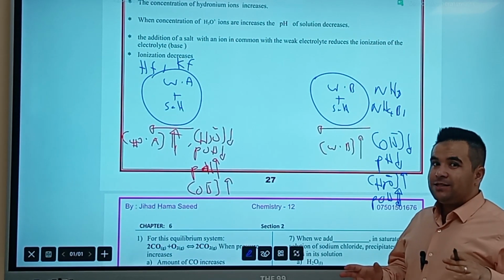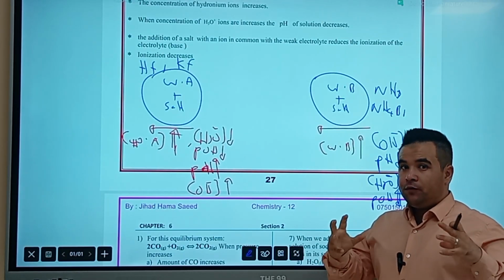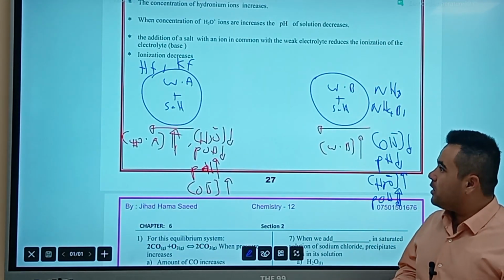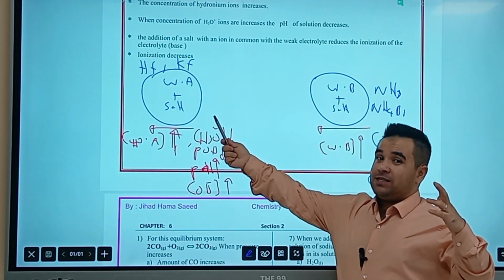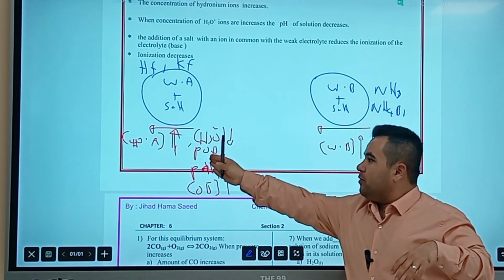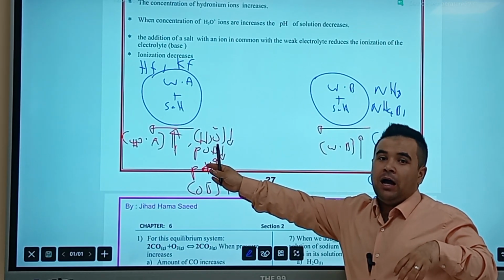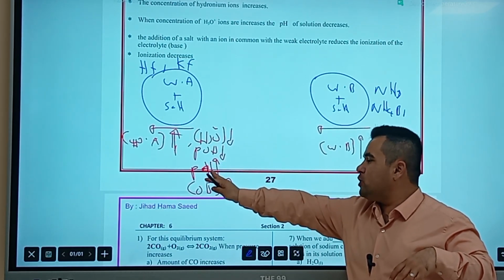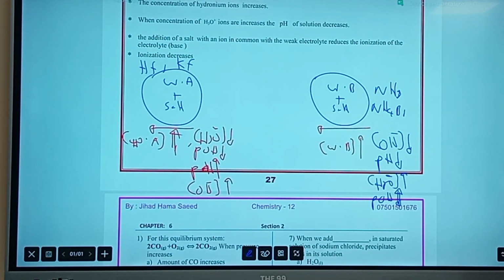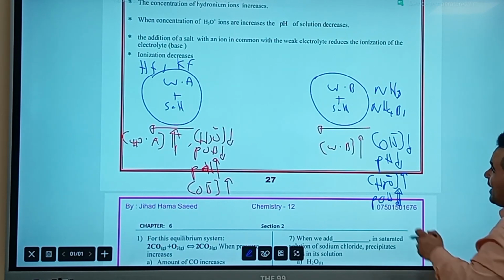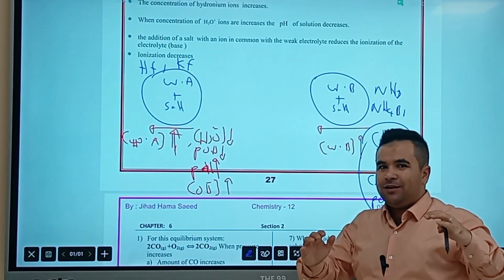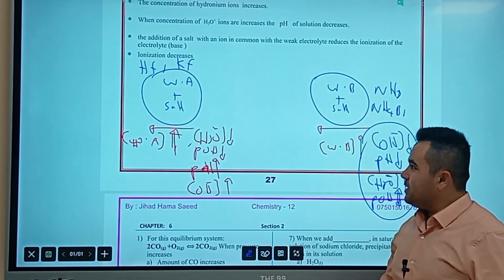So in general, we can say a common ion of the weak acids and weak bases with their salts reduces hydronium for the acid and hydroxide for the base. Here it increases the pH, and for hydroxide, it increases the pOH. In general, we can say the values of hydronium and hydroxide are reducing, but the pH and pOH are increasing.